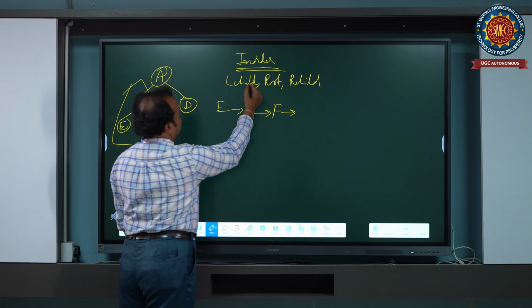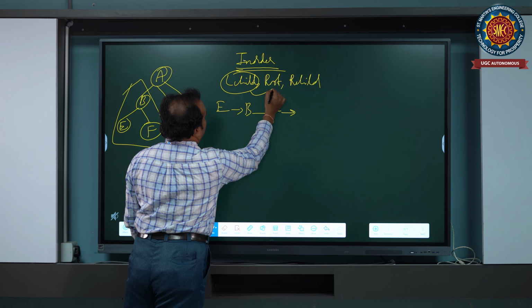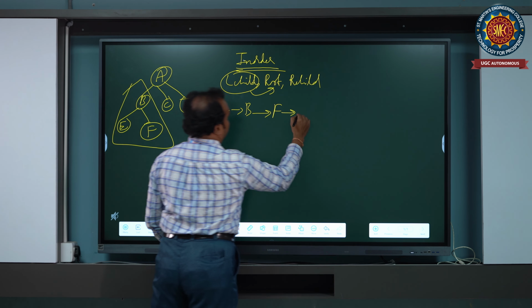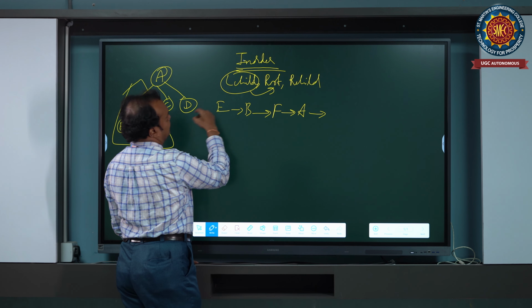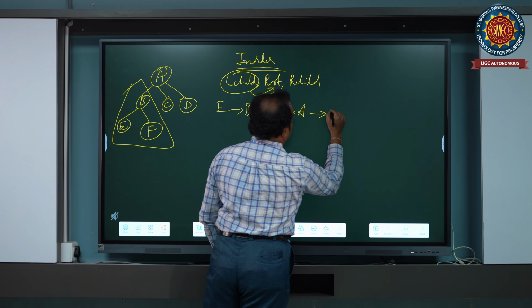So according to this, after completion of the left child, it will print the root node, that is A. Followed by the right child, that is D.